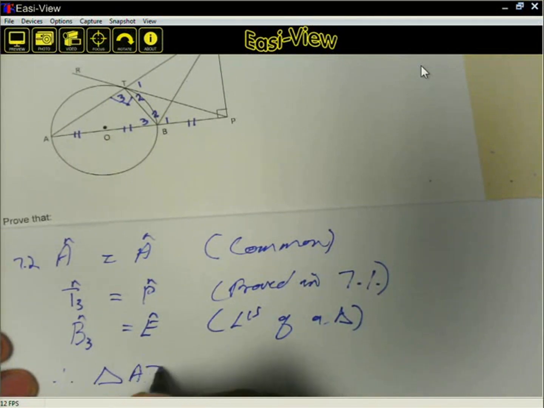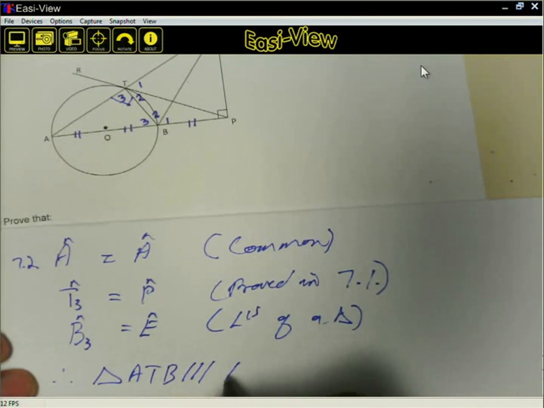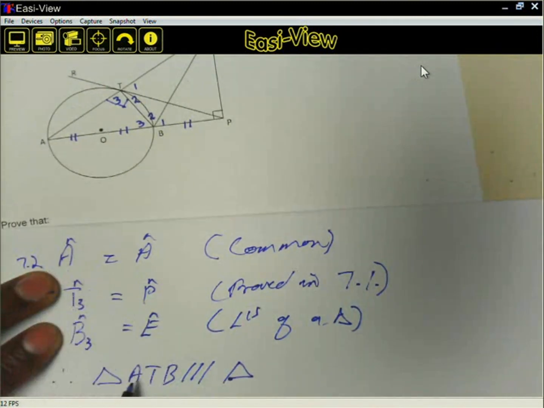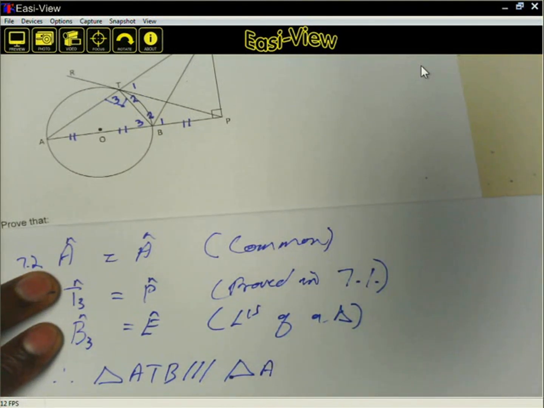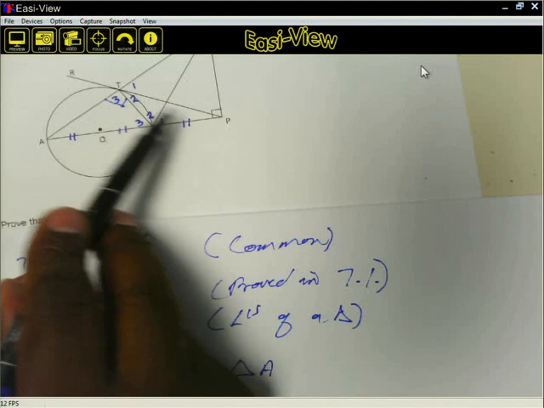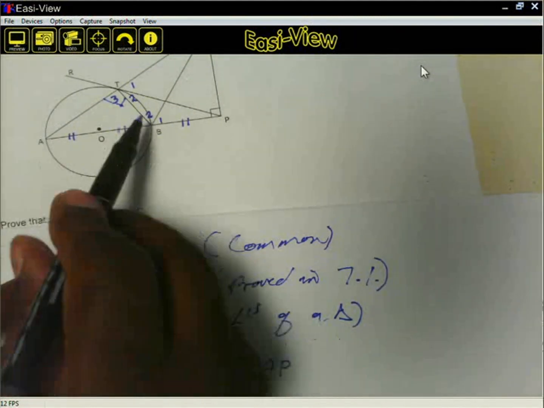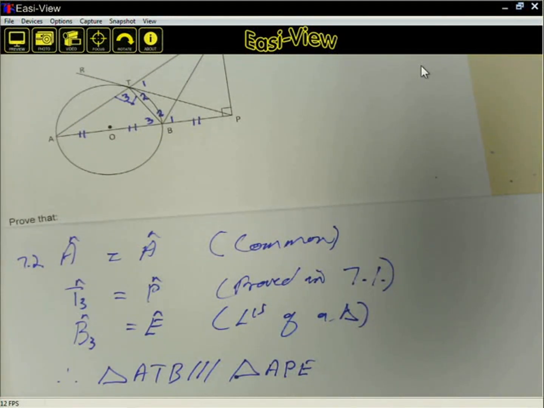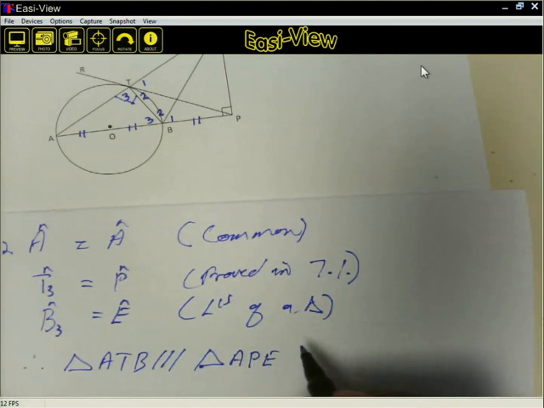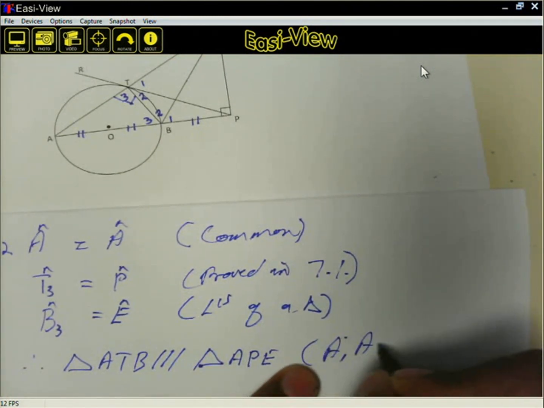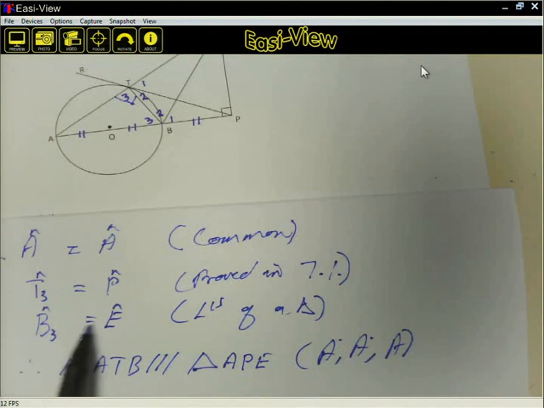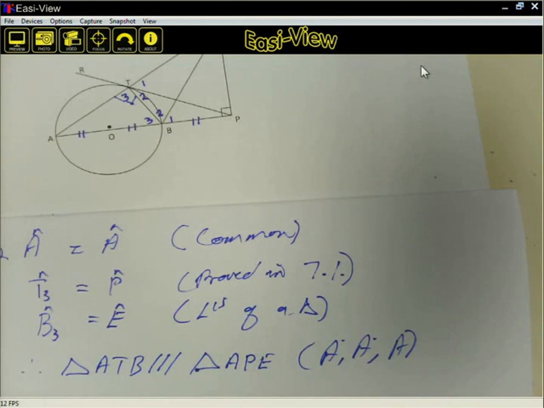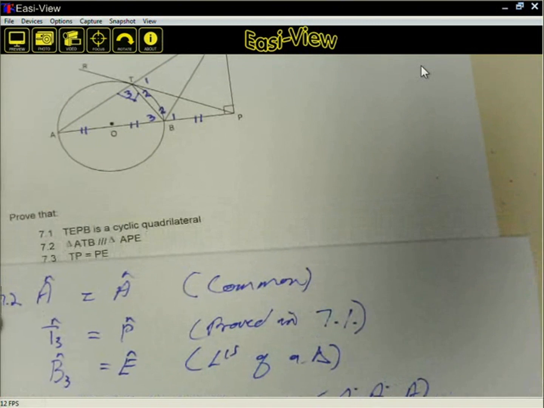Therefore, triangle ATB is similar to triangle APE. Remember, angle A is common. We started with A here, must also start with angle A. AT, we went to T, remember T3 we said is equal to P, then you go to P. B3 is equal to E, then you go to E. And you must always provide a reason. Triangle ATB is similar to triangle APE. The reason: angle, angle, angle. Because we've talked of the first pair of angles, the second pair, and the third pair. So that should be the reason. I think 7.2, we've done it well.